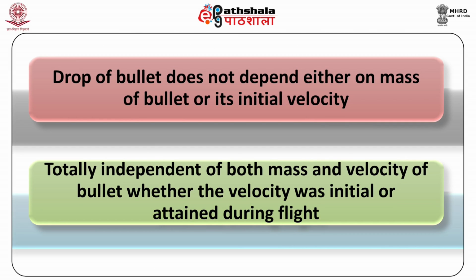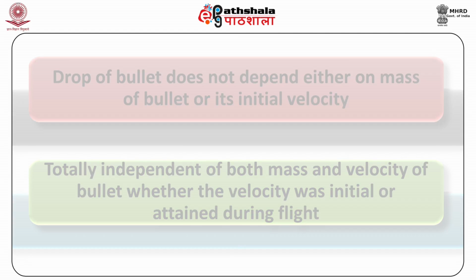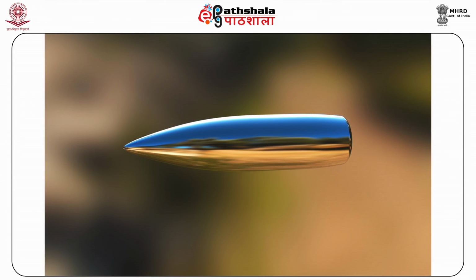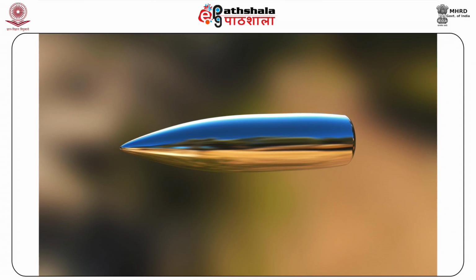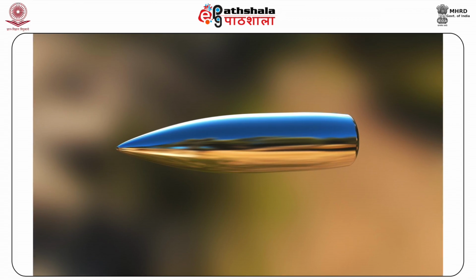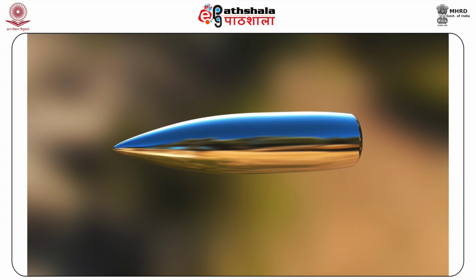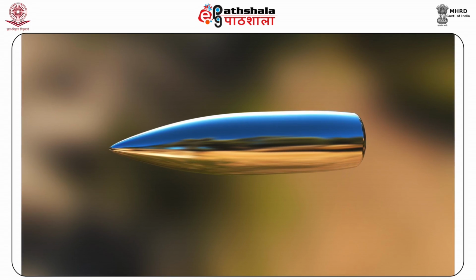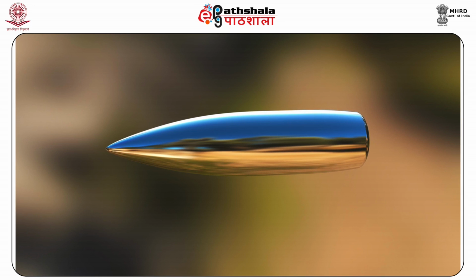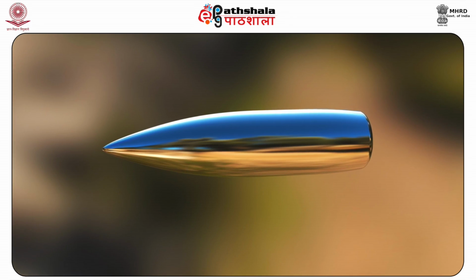It may be clearly understood that the drop of bullet does not depend either on the mass of the bullet or its initial velocity. It is totally independent of both the mass and velocity of the bullet, whether the velocity was initial or attained during the flight. Thus, all bullets, whether moving with small velocity of 200 feet per second or large velocities of about 4000 feet per second, will have a fall of 16 feet in 1 second or 4 feet in a quarter of a second.